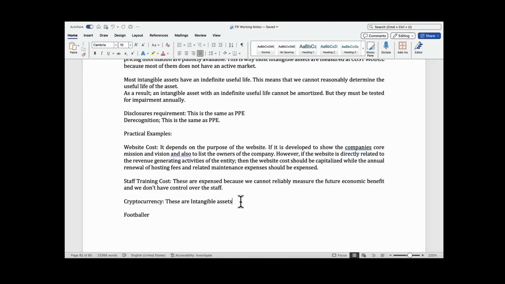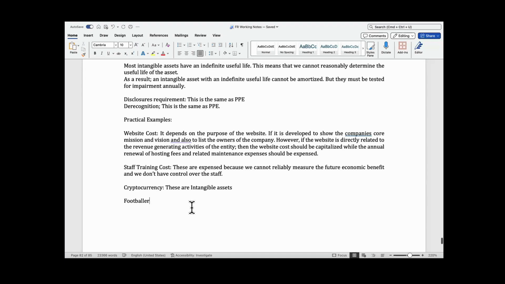Cryptocurrencies are not cash. They are not financial assets. They do not meet that. They are not PPE because they are not a tangible item. They can be inventory for companies that resell cryptocurrency. But properly, yes, we can capitalize them and call them an intangible asset. So if your company bought cryptocurrency, yeah, you can put it as an intangible asset.